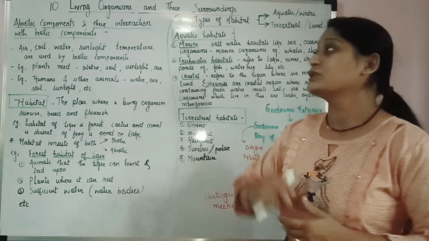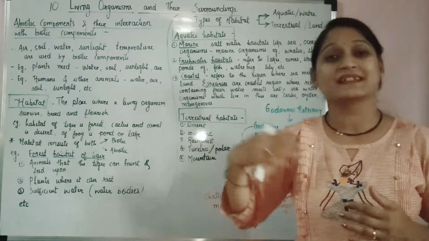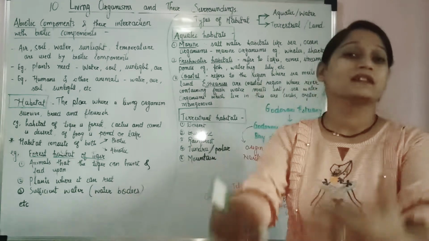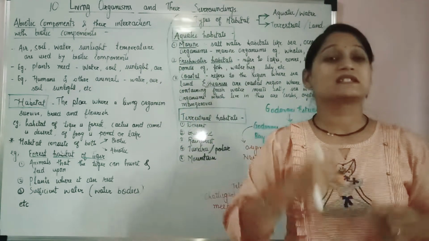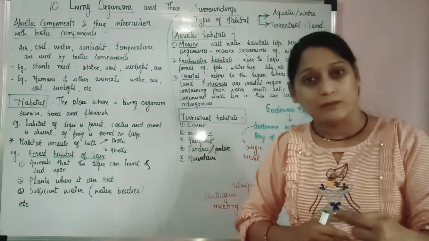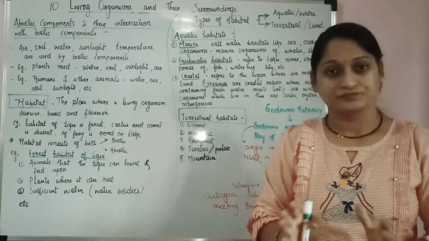So it is clear to us why the abiotic components are essential for the biotic components like plants and animals. These plants and animals are dependent on the abiotic components for their survival. This is just an interaction between the biotic component and the abiotic component which are existing on the earth.